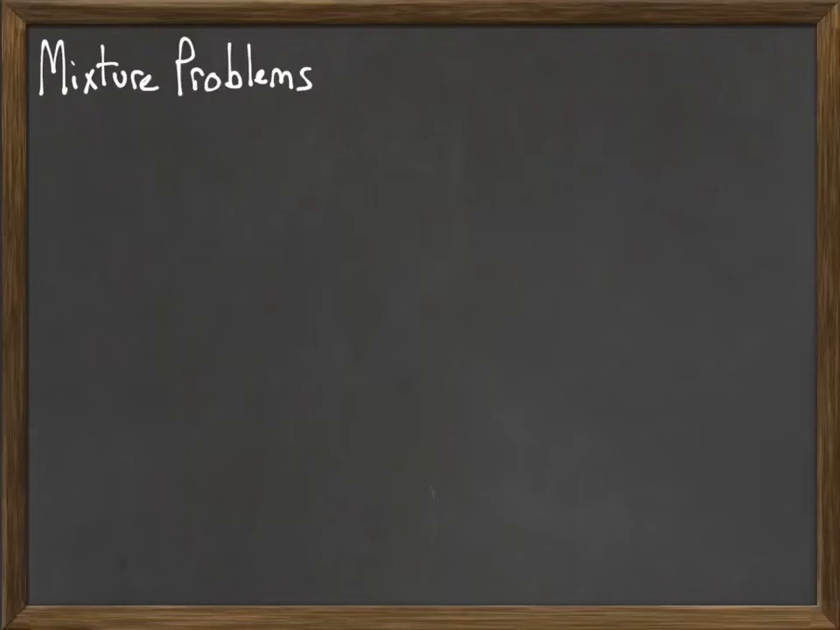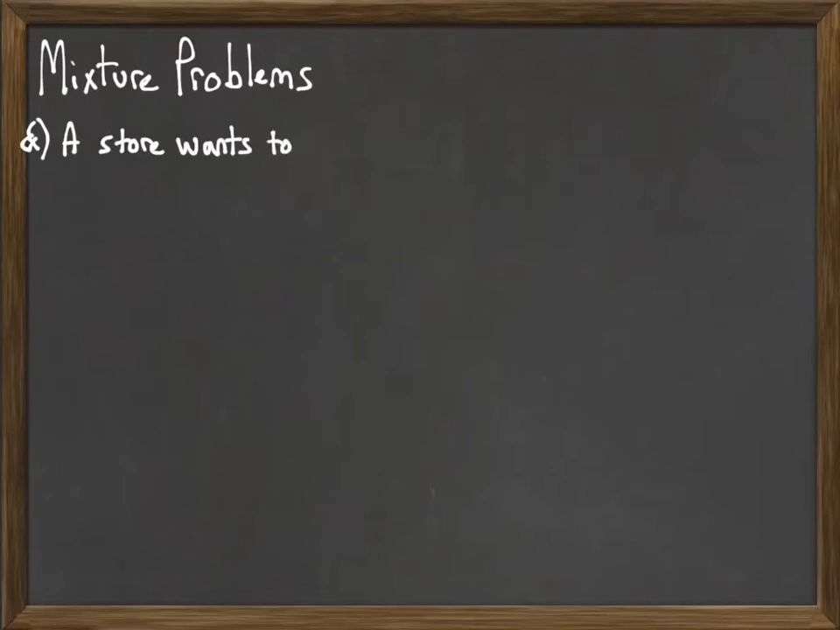So you can think of things like mixing chemicals, mixing different types of candy, mixing different types of coffee that have different prices. There's lots of different things that we could mix. And so we begin with our first problem here.